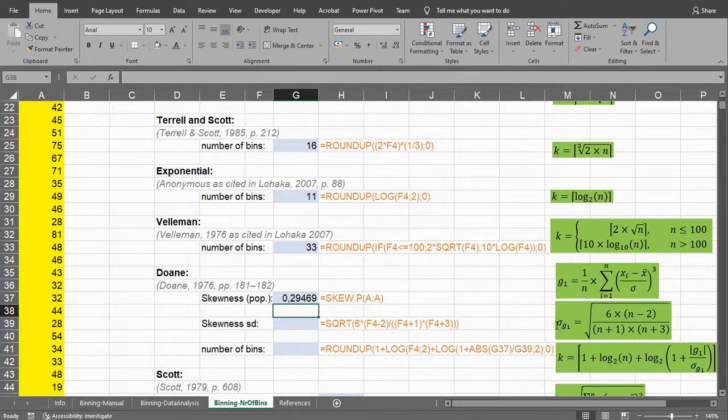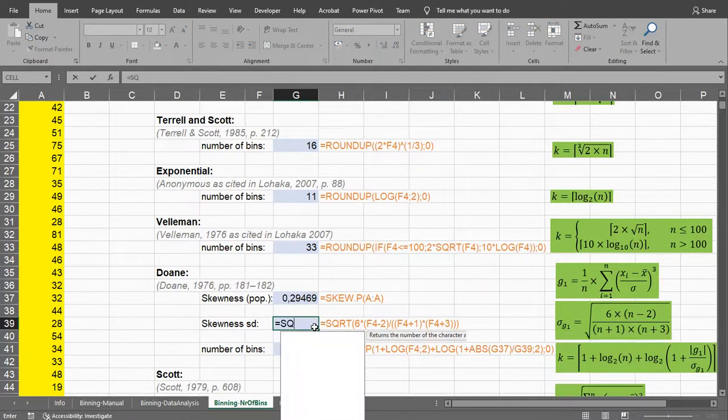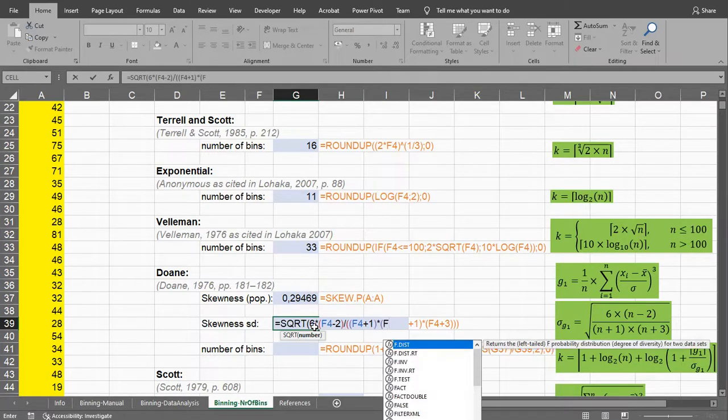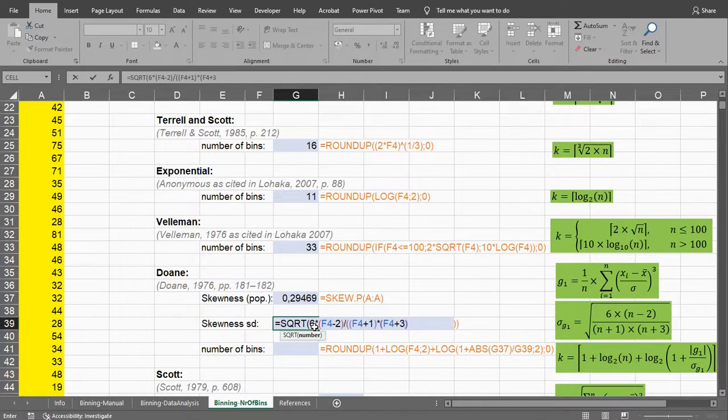It also then has the standard deviation of that skewness. So that's this formula, and we can simply follow that along. It's going to be the square root of 6 times, and then there's an n minus 2. So F4 is my n minus 2, where n is just the sample size, divided by two sets of parentheses: F4 plus 1 multiplied by F4 plus 3. Close the double set of parentheses, close the square root, and that should give us our skewness.